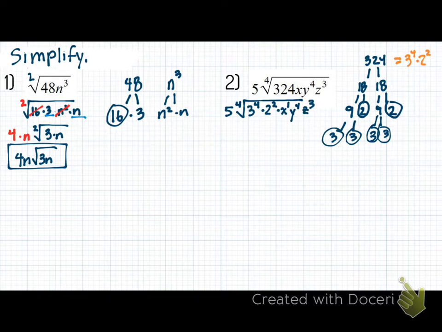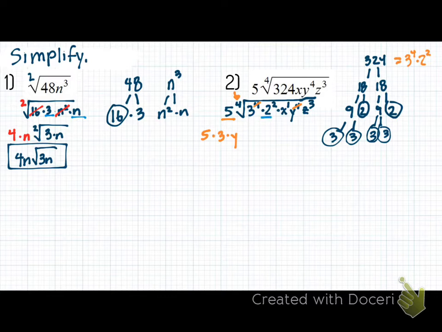And just like number 1, I'm looking at the index here. So it's a 4. So I'm going down my list. 3 to the 4th cancels out, right? Because I have 4 of the same number. I cross that out, bring that to the outside. Same with the y to the 4th, okay? So we've got 3 times y on the outside. And I don't want to forget my 5, because that was on the outside from the beginning. So I'm going to bring that down.